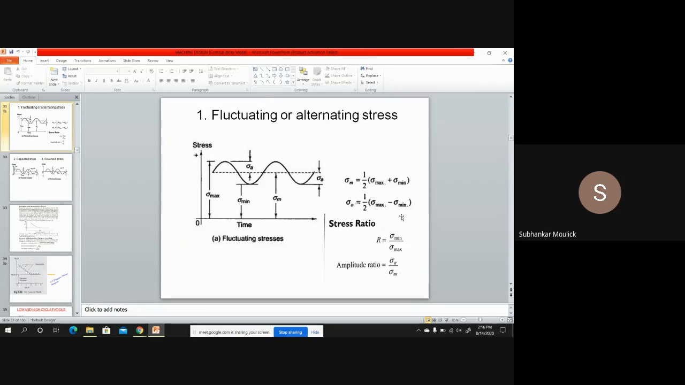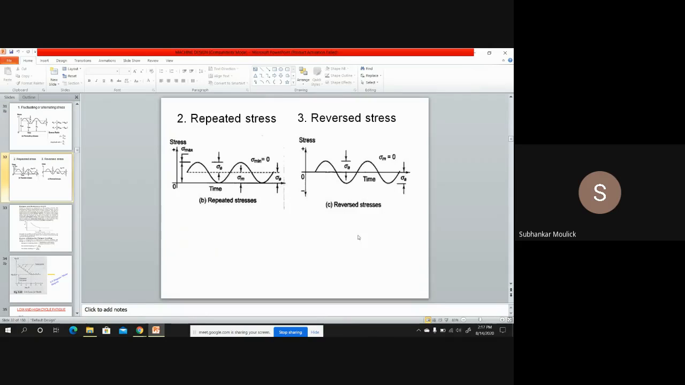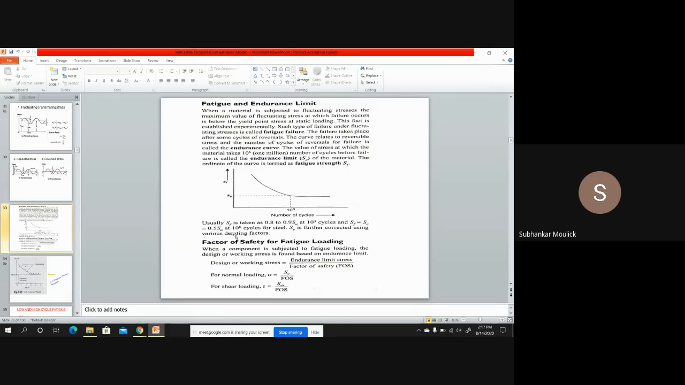Sigma a is your amplitude stress given by half times of sigma max minus sigma min. Sigma m is your mean stress given by half times of sigma max plus sigma min, and your amplitude ratio is given by sigma a by sigma m, and the stress ratio is given by sigma min by sigma max. We also saw what is repeated stress, reversed stress.